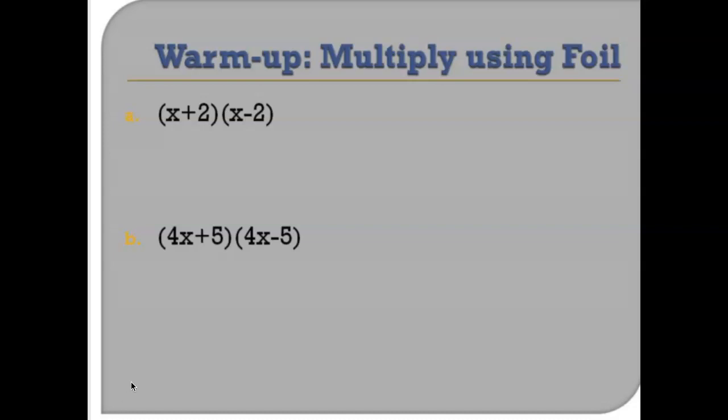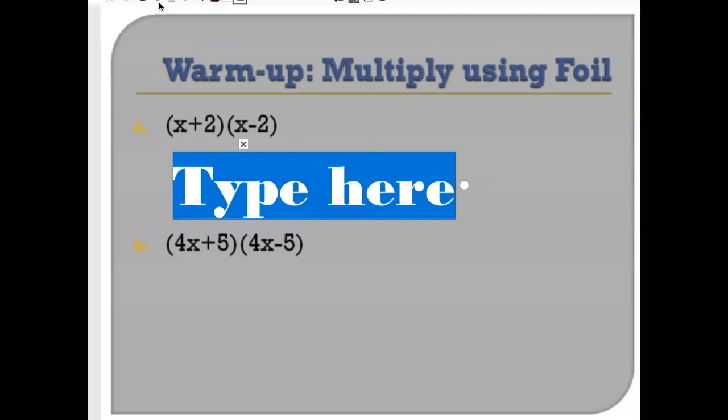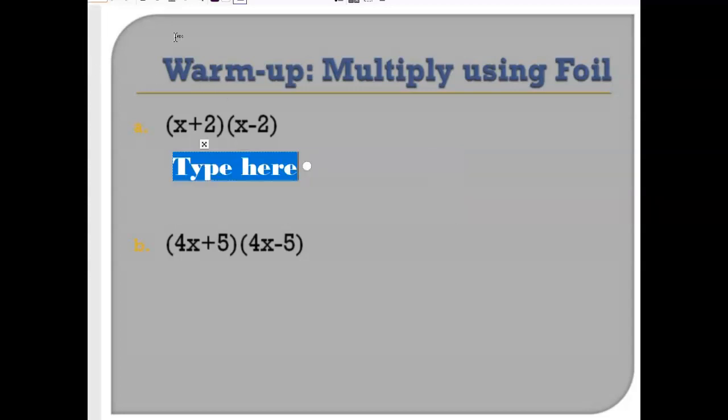All right, so we are going to start with a warm-up, and our warm-up is to multiply using FOIL. If you recall, FOIL stands for first, outer, inner, last. In order to FOIL, you're going to take the first two terms of the binomials and multiply those together. Upon multiplying the first two terms, we have x times x, which gives me x squared.